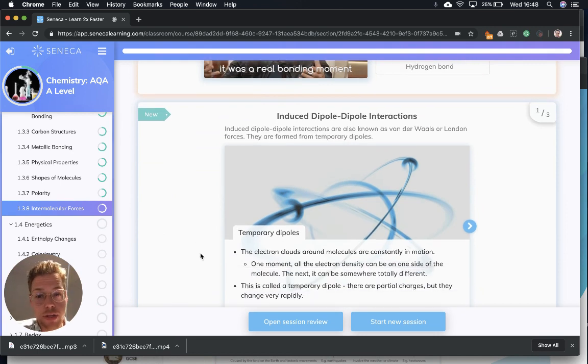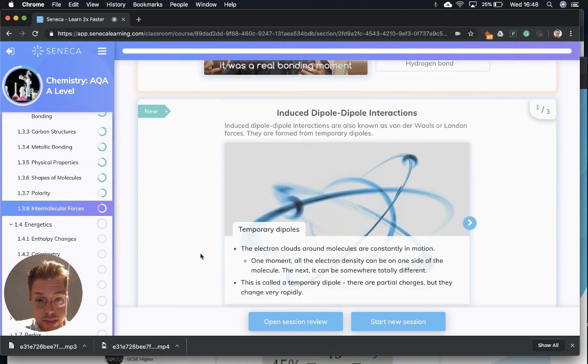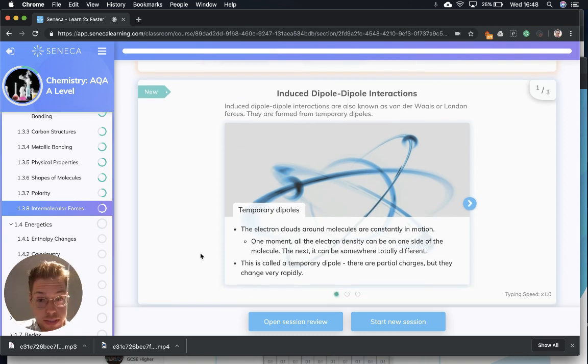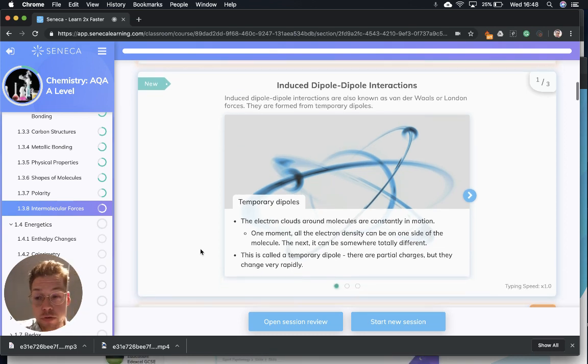Now, let's start with induced dipole-dipole interactions. These are also known as van der Waals forces or London dispersion forces, and they are formed from temporary dipoles. The word dipole is like striking fear into your soul. Make sure you check out the episode on polarity where we break down what a dipole is and how they form and what electronegativity is. So make sure you get up to speed.